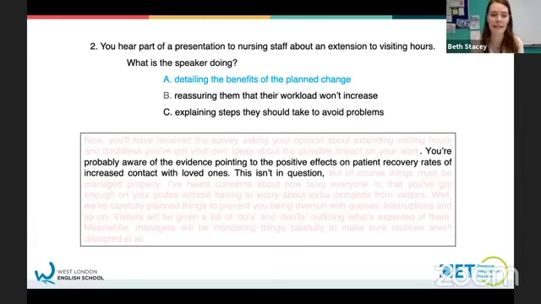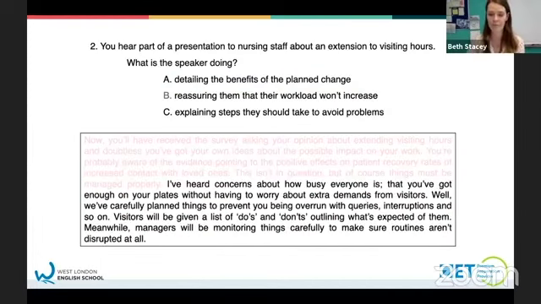Okay, so if we take option A, detailing the benefits of the plan change. Now, this line: you're probably aware of the evidence pointing to the positive effects. Now, we do see the word positive. Positive effects sounds like benefits. But the question is detailing the benefits, and what they say is, you're probably aware of the evidence. So if the nursing staff are already aware of the evidence of the benefits, then the speaker doesn't need to detail them. So A can't be our answer.